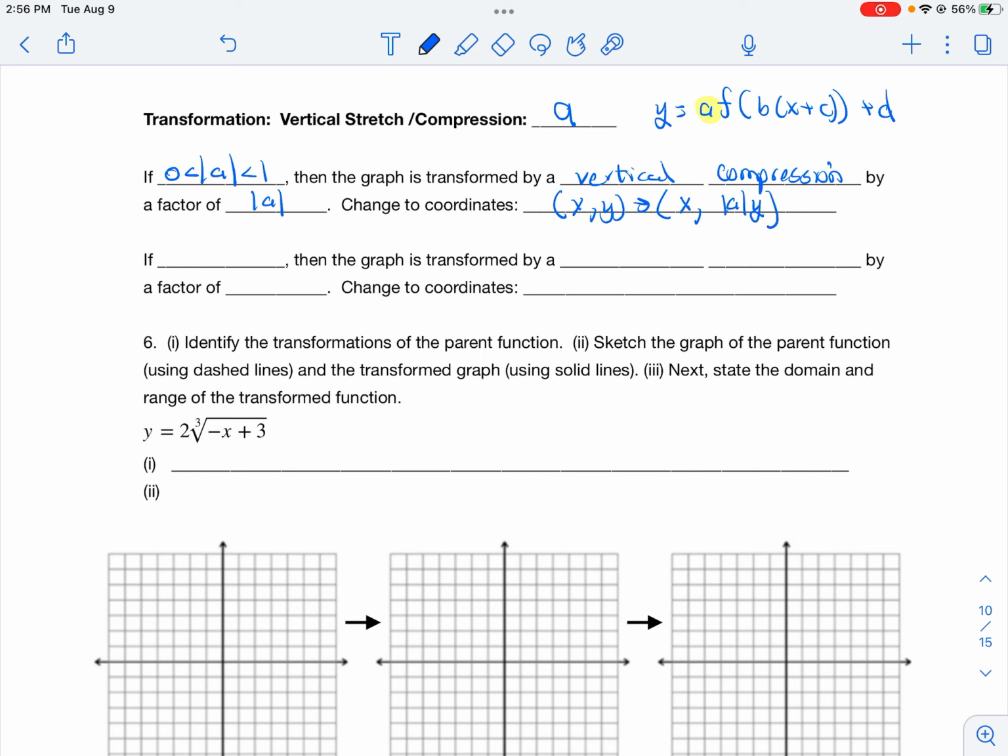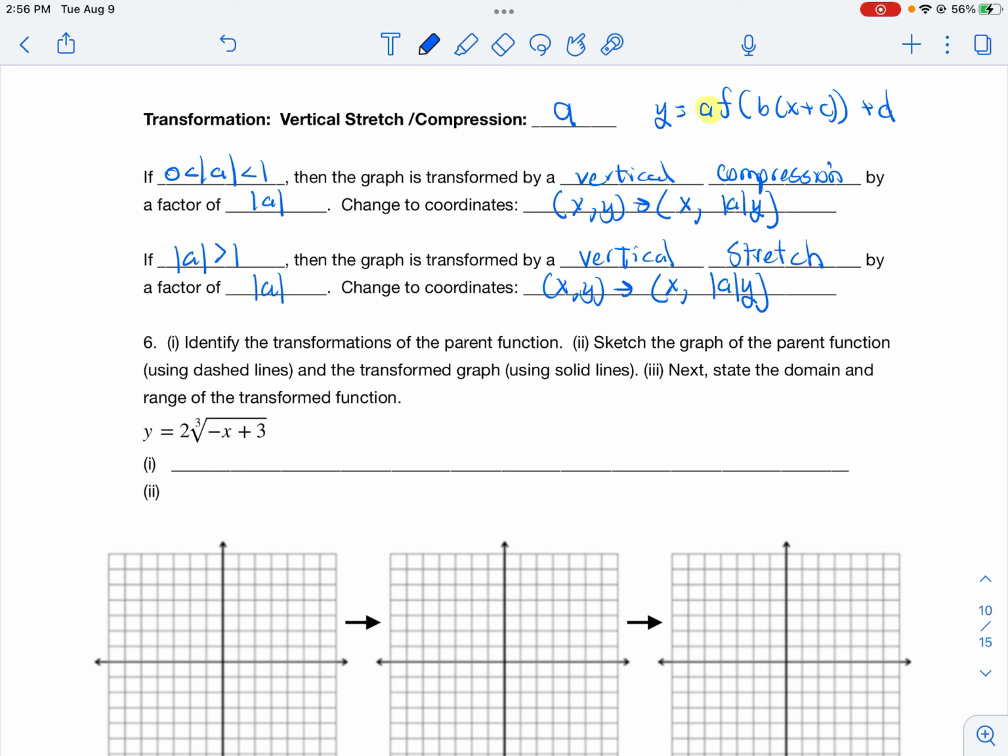If the absolute value of a is greater than 1, then the graph is transformed by a vertical stretch by a factor of the absolute value of a. So the point x comma y is transformed to x comma the absolute value of a times y. All right, let's see how that applies into our equation here.